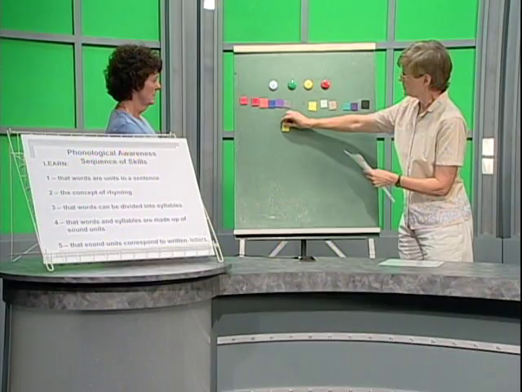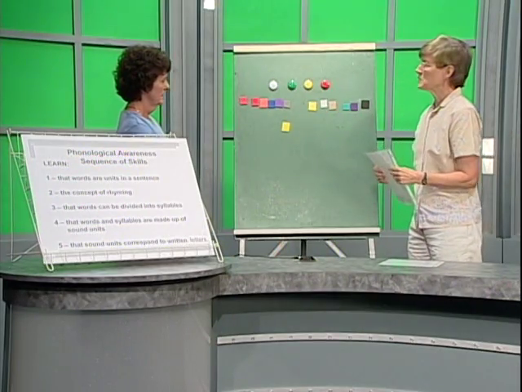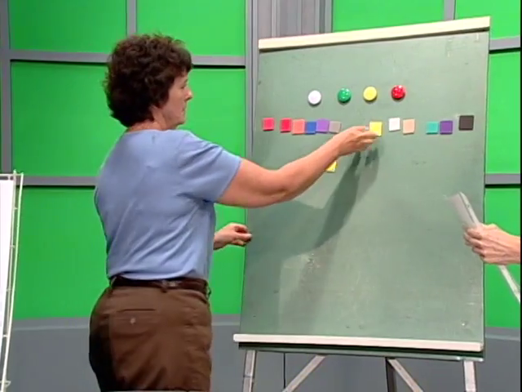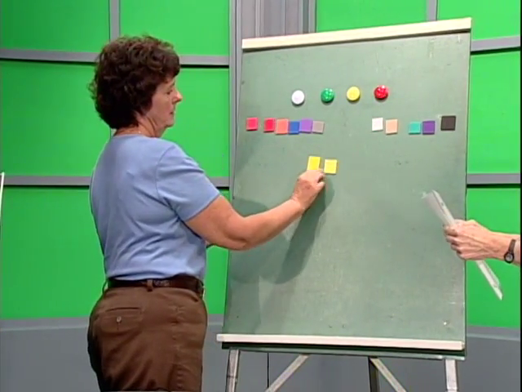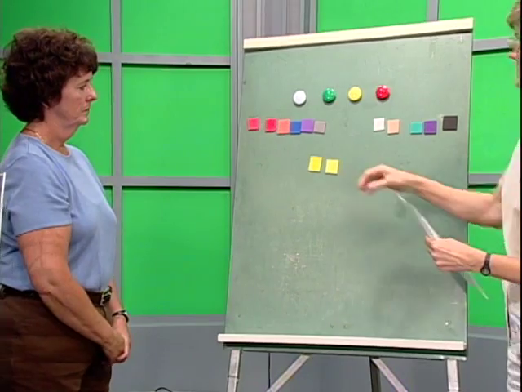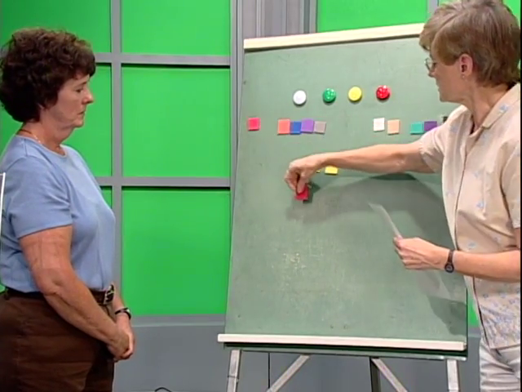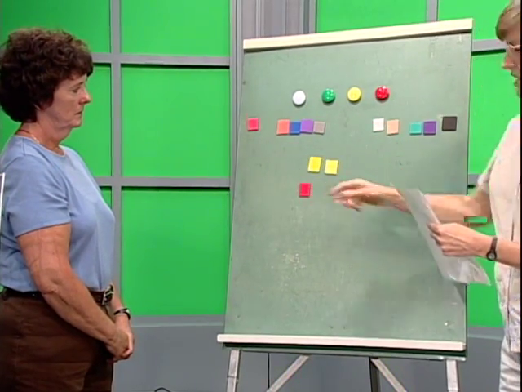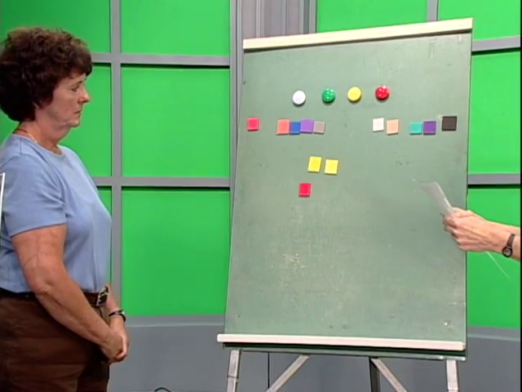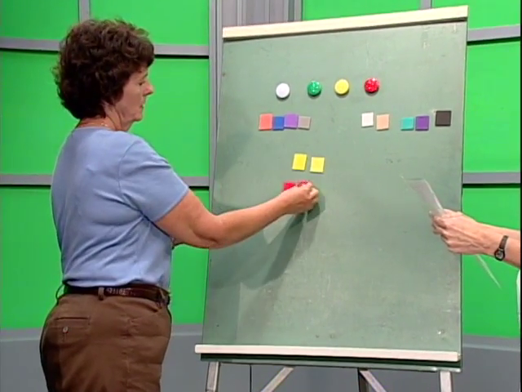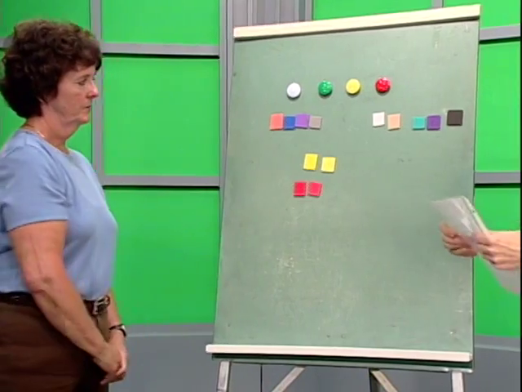If this marker is B, show me B, B. Okay, good. If this marker is T, show me T, T. Okay, so being the same color shows that the sound is the same.